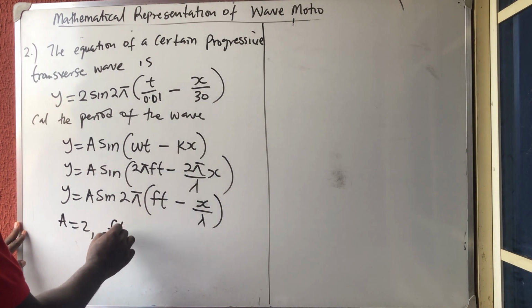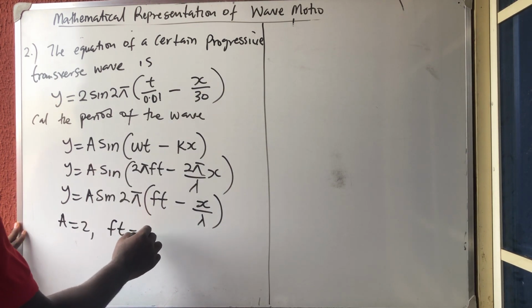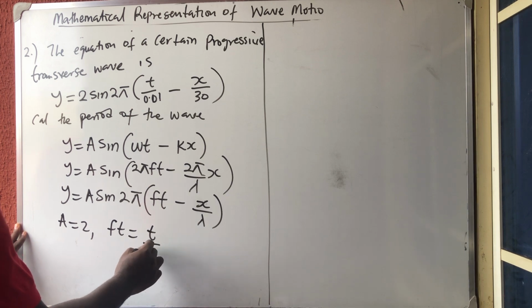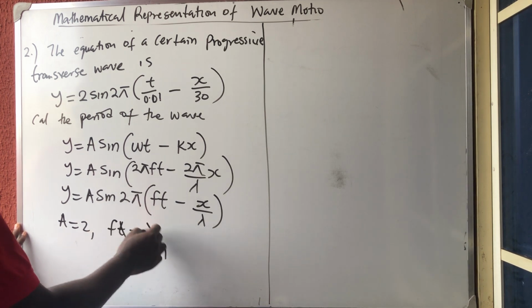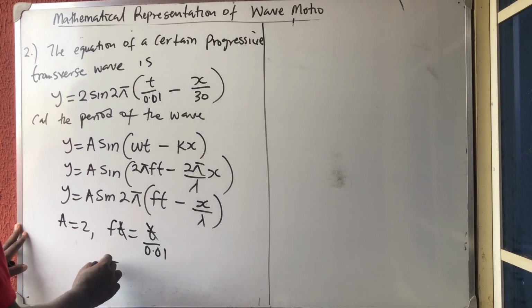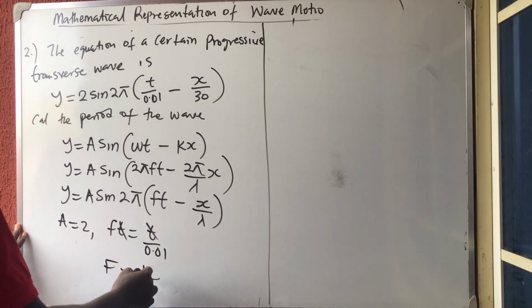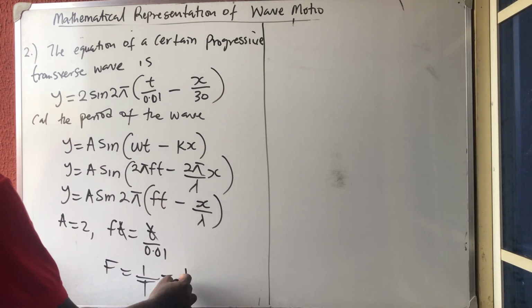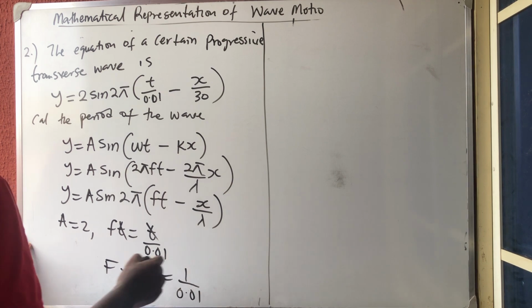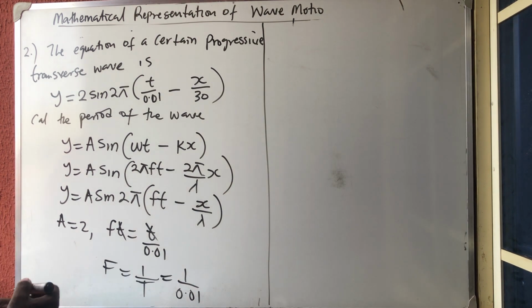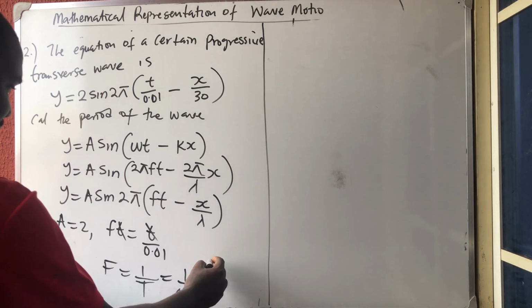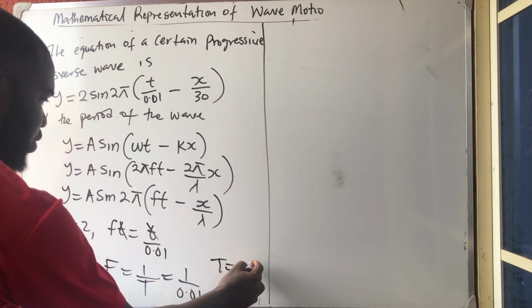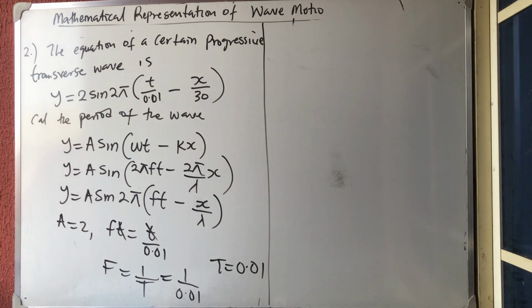And your ft is equal to what? t over 0.01. So if t cancels itself, you are having that what? f, which is equal to what? The frequency is equal to 1 over period, and which they gave me is equal to 1 over 0.01. So if you press 1 over this, you get your frequency. But automatically my period is now that 0.01. As simple as that. That is my period.